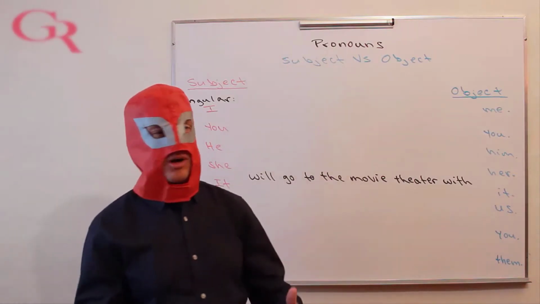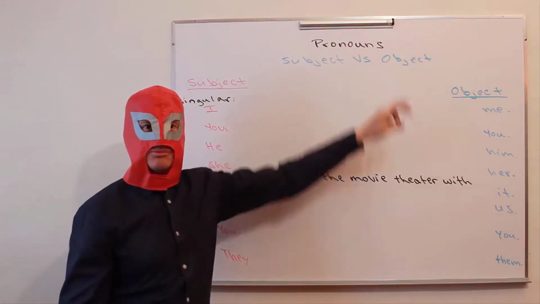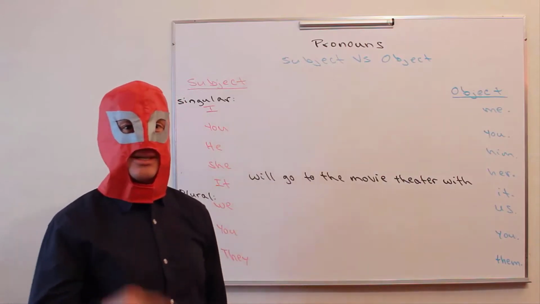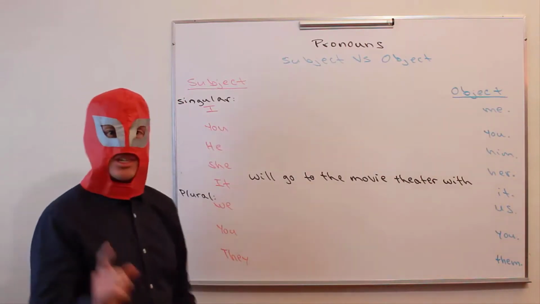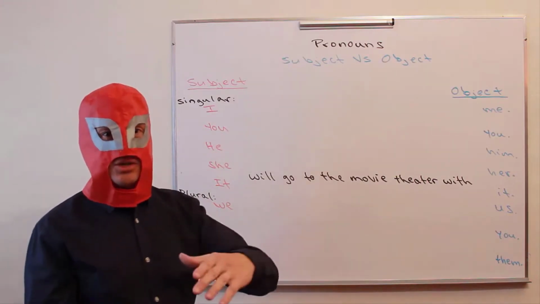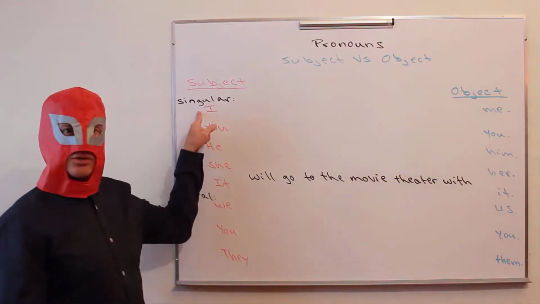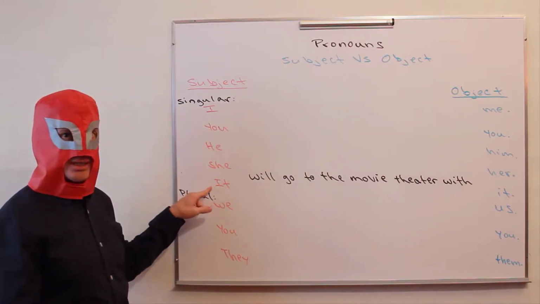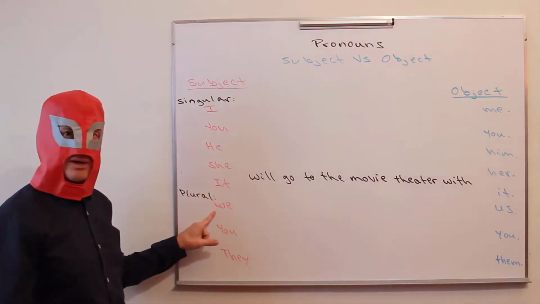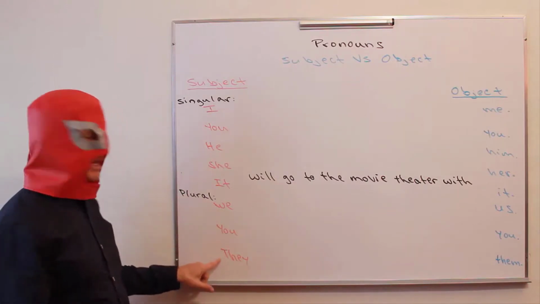Hi everyone, this is Gramm R, and today's topic is pronouns. Now many people have problems with subject and object pronouns, but as you're going to see, this is a piece of cake. Okay, let's take a look at our subject pronouns. Now remember, we have singular and plural. So singular, we have I, you, he, she, it, and in plural, we have we, you, and they.